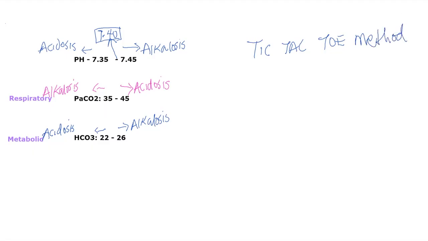All right, here is our first question. You have a patient with a pH of 7.51, a PaCO2 that is equal to 49, and let's say we have an HCO3 that is equal to 40.